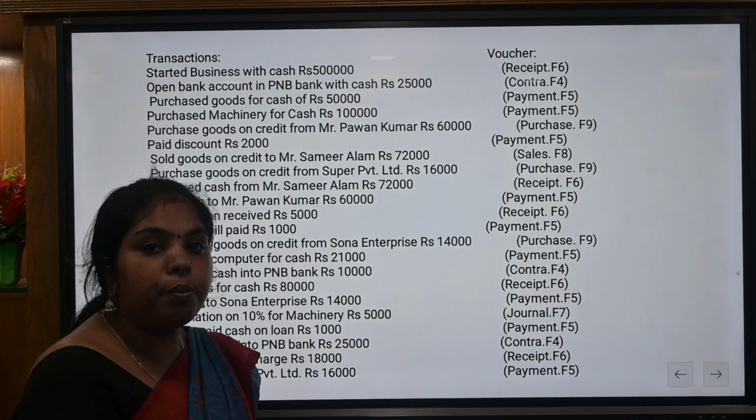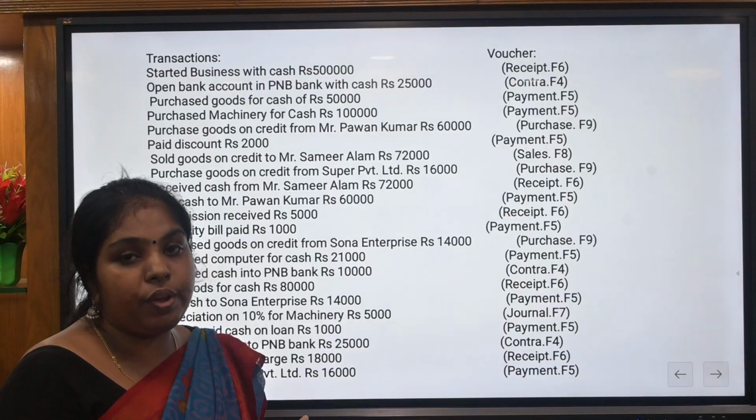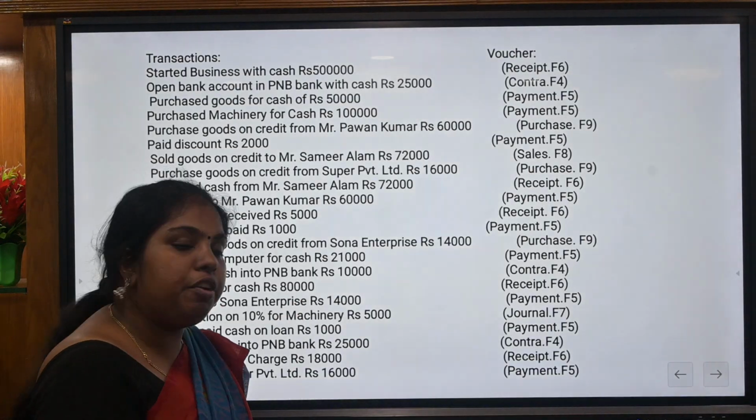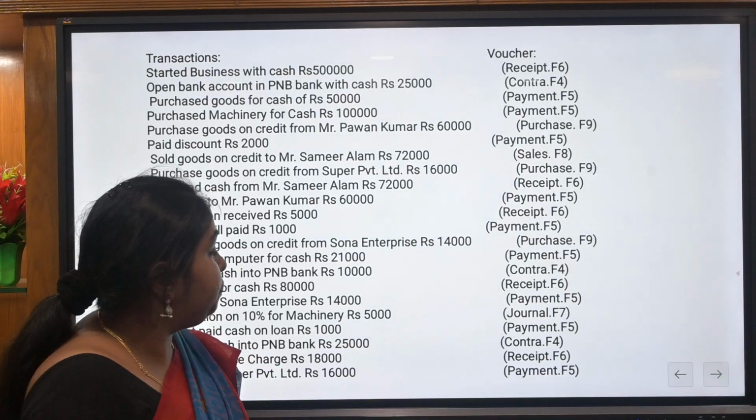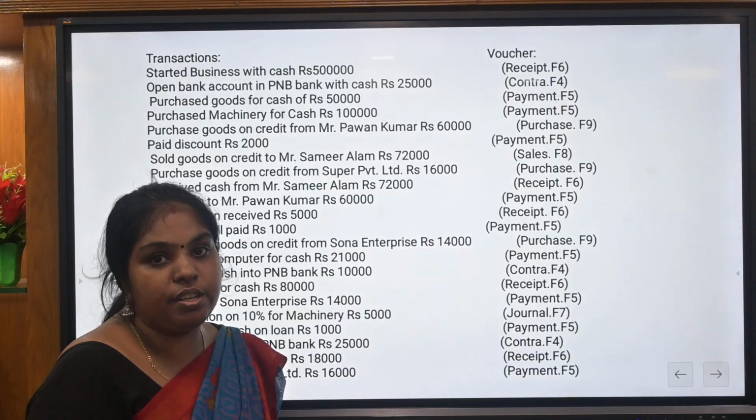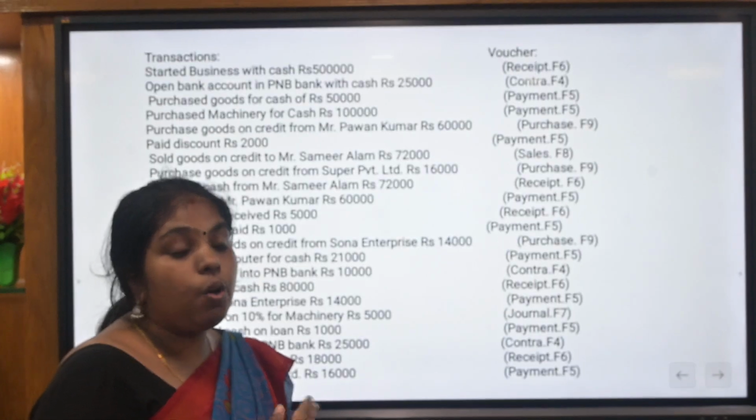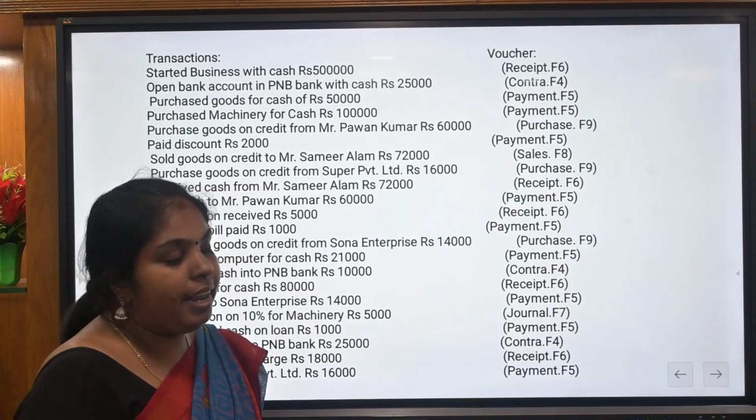Then sold goods for cash rupees 80,000. We have sold the goods, so we get the cash, so it belongs to receipt. Then paid cash to Sona Enterprise rupees 40,000. We have paid the cash, there is a payment. Then depreciation on 10% of machinery. There is no cash or things like that, so there comes journal F7.